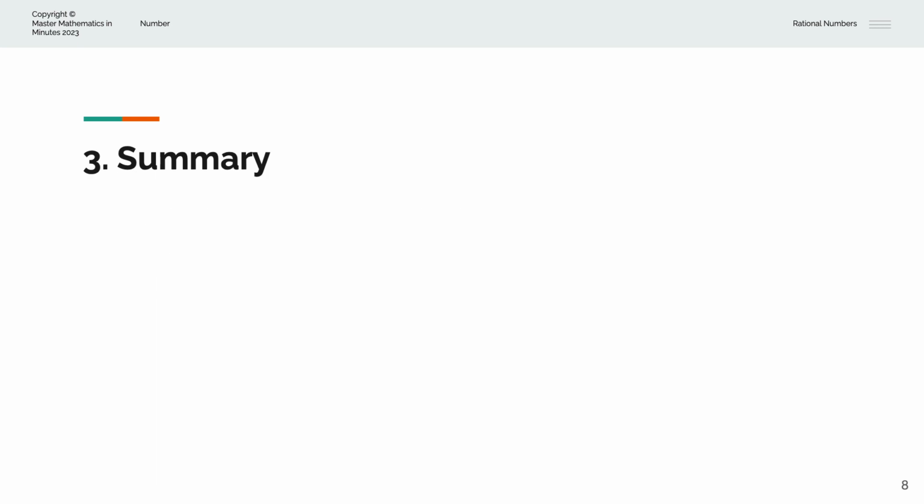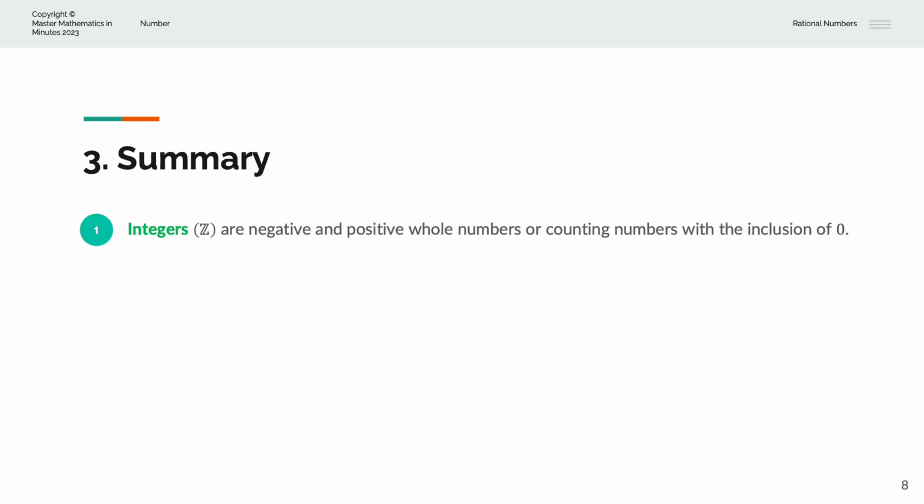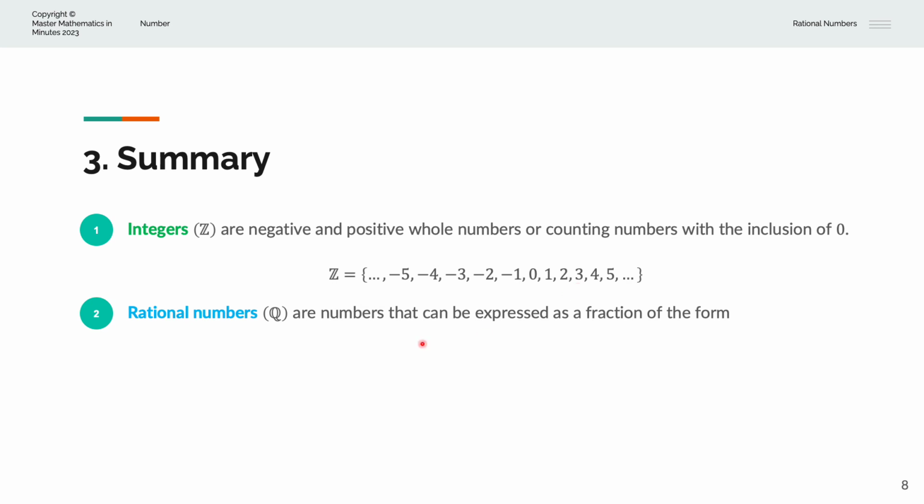To summarize, firstly, recall that integers are negative and positive whole numbers, or counting numbers, with the inclusion of 0. For example, the numbers -3, -2, -1, 0, 1, 2, 3 are examples of integers. Rational numbers are denoted by the letter Q, and these are numbers that can be expressed as a fraction of the form a over b, such that a and b are integers, and b is not equal to 0. Essentially, it's an integer divided by an integer.